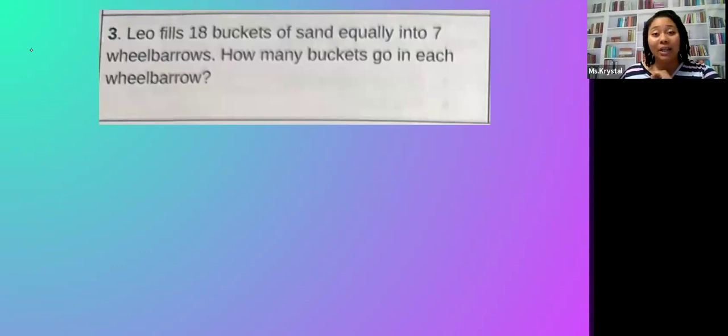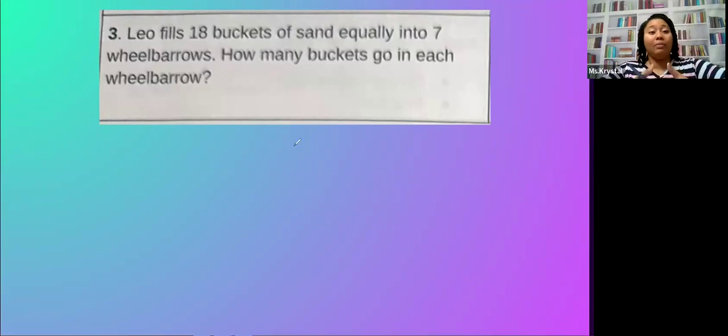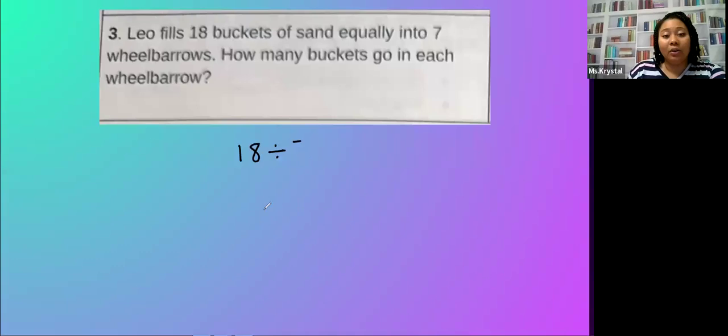Leo fills 18 buckets of sand equally into 7 wheelbarrows. How many buckets go in each wheelbarrow? So we have 18 buckets, and we need to put them into 7 wheelbarrows. We're divvying it out. 7 is our group. So it's 18 divided by 7, or 18 over 7.